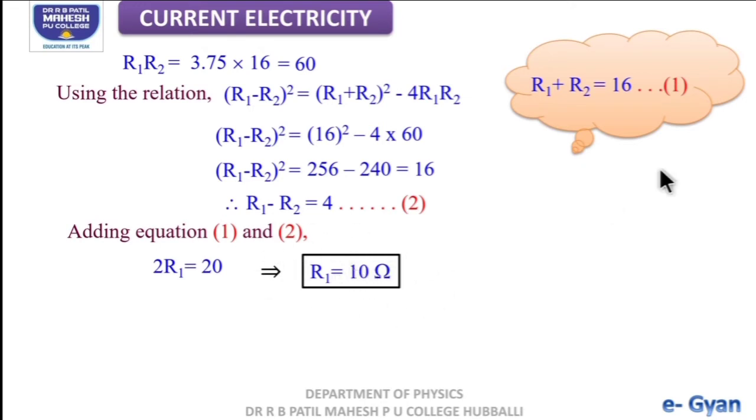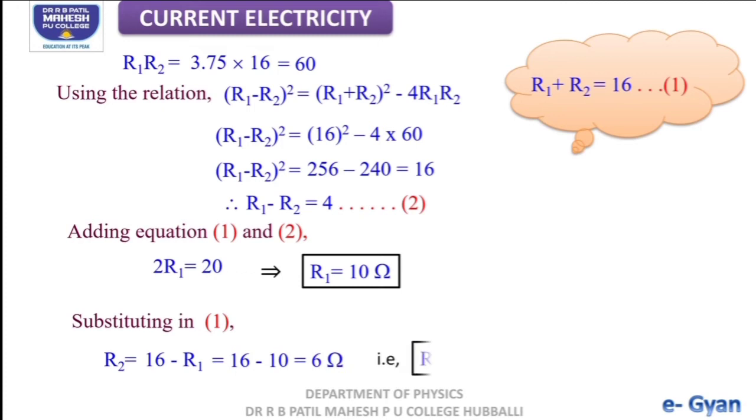Now, putting this value in equation number 1, we get R2 is equal to 16 minus R1, that is equal to 16 minus 10, that is equal to 6 ohm. That is, R2 is equal to 6 ohm.